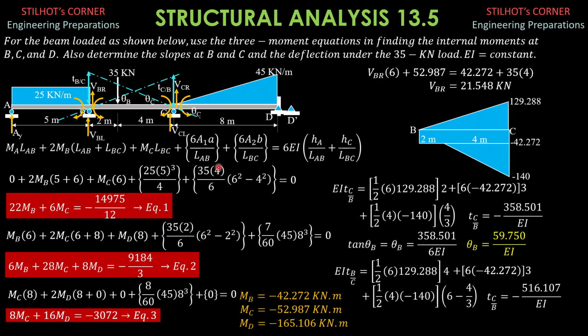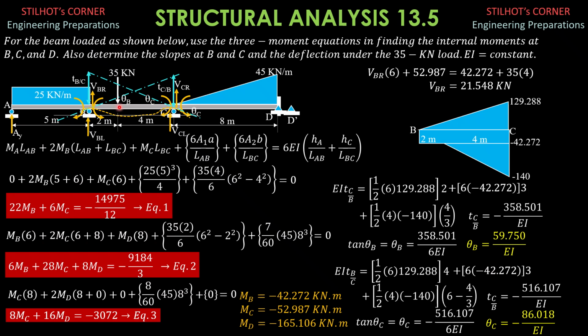So tangent of theta C is equal to opposite over adjacent, and tangent theta C is equal to theta C itself. So negative 516.107 over 6 EI. We anticipated that theta C is negative. Therefore, theta C is equal to negative 86.018 over EI.